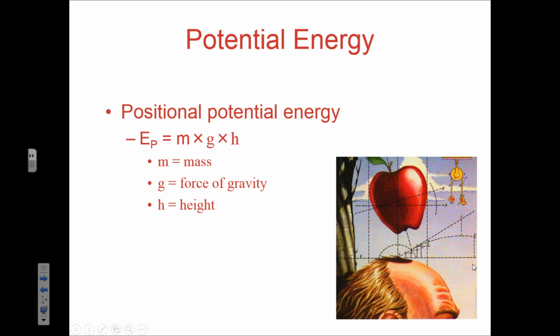The energy of position would be the mass of the object times g, which is the acceleration due to gravity, times the height. And if we look at these again in SI units, mass would be kilograms, gravity is meters per second squared, and height would be meters. Once again, we get back to the kilogram meter squared per second squared, which we typically measure as joules. So we're still talking about the same fundamental type of unit as when we were talking about kinetic energy.